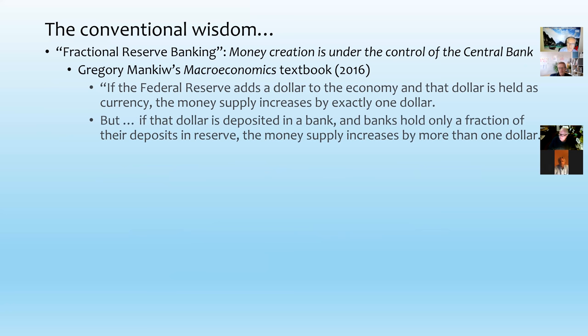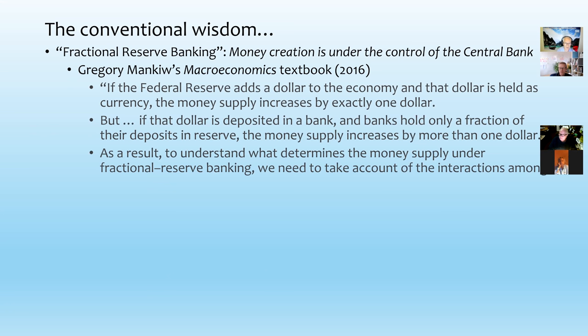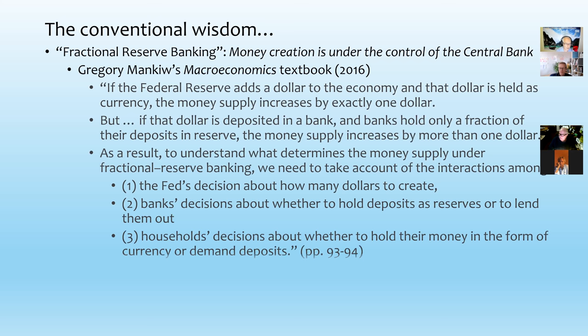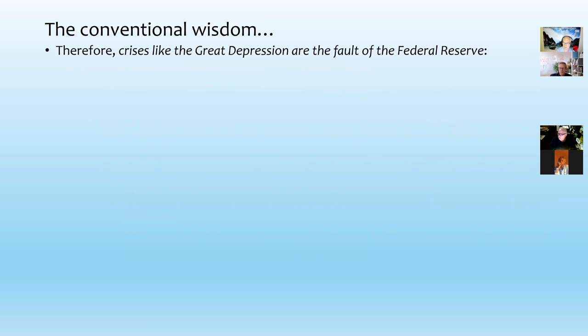But if that's deposited in a bank and a bank holds only a fraction in reserves, then the money supply increases by more than $1. And this is the mindset they have. So as a result, you've got to take account of the Fed's decision about how many dollars to create. So that's the government deciding how much money to create. Banks decide whether to hold those as reserves or lend them out. And there's the idea of lending from reserves. And households decide whether to hold their money in terms of cash or demand deposits. So the whole responsibility there falls upon the Federal Reserve. It blames the central banks.